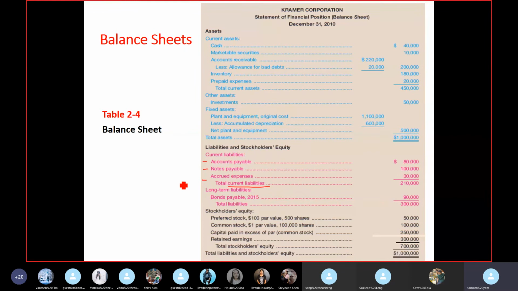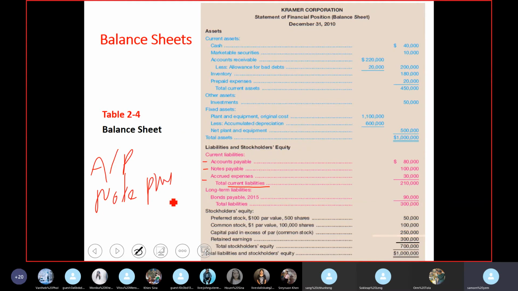For the account payable, different from note payable. Okay, account payable and note payable, it is different. You have to take note that it is different. What is different? Everybody who knows this?